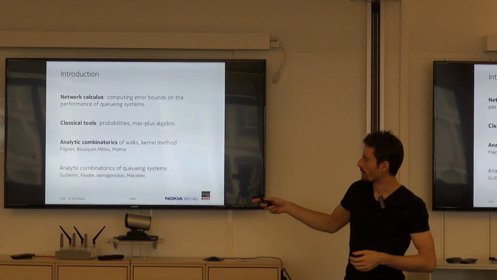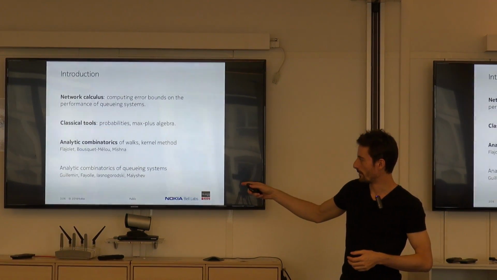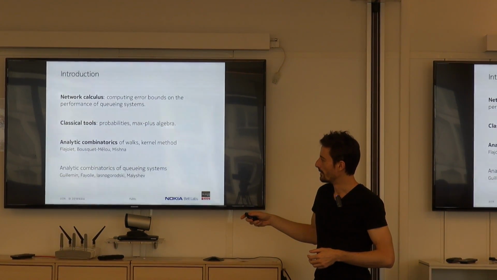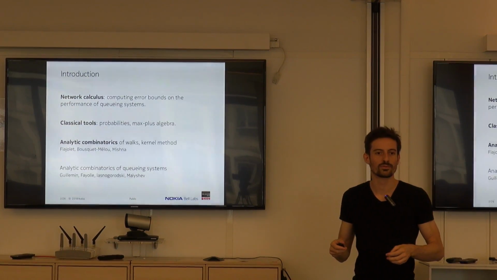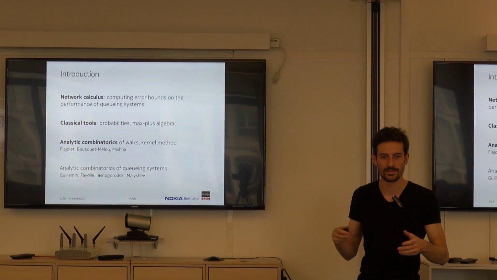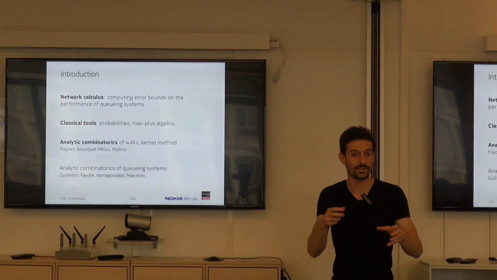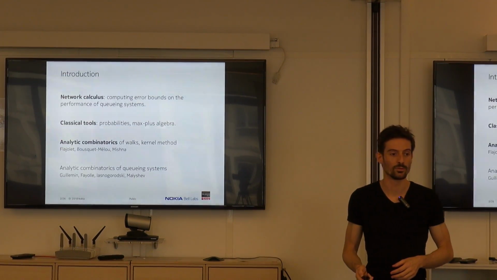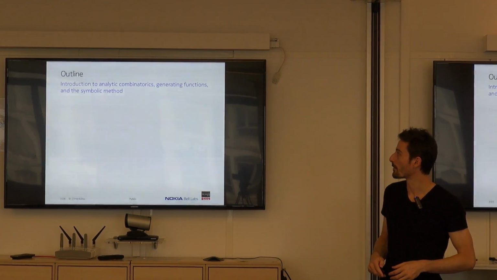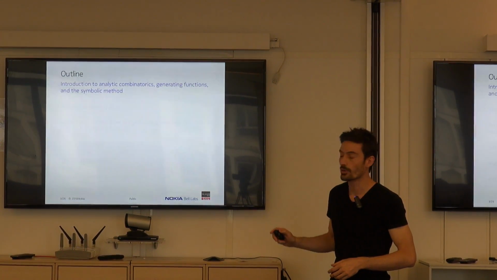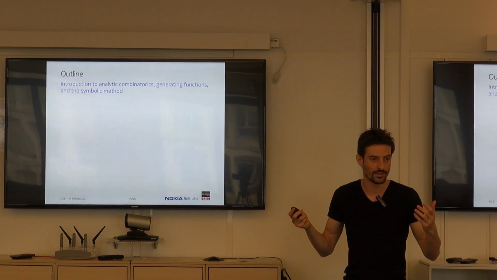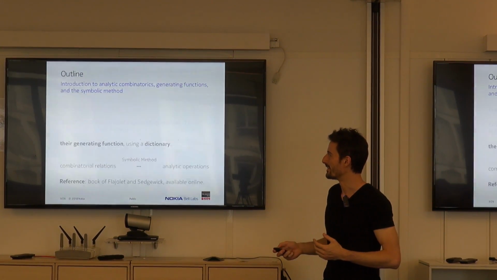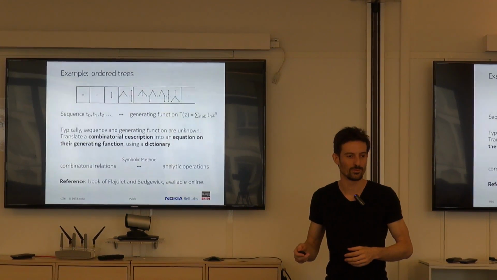Guillemin, for example, and also there is a book from Fayolle and co-authors, also used a lot of tools with generating functions and analytic combinatorics to study directly queuing systems. So that's the kind of thing we are going to do. And first I'm going to talk about analytic combinatorics, what it is, and then we will see applications to queuing systems.